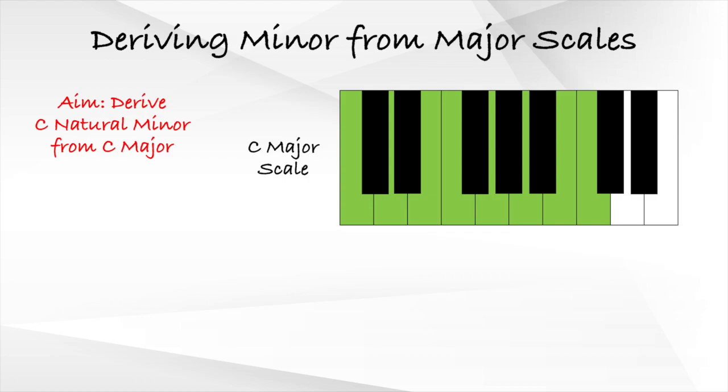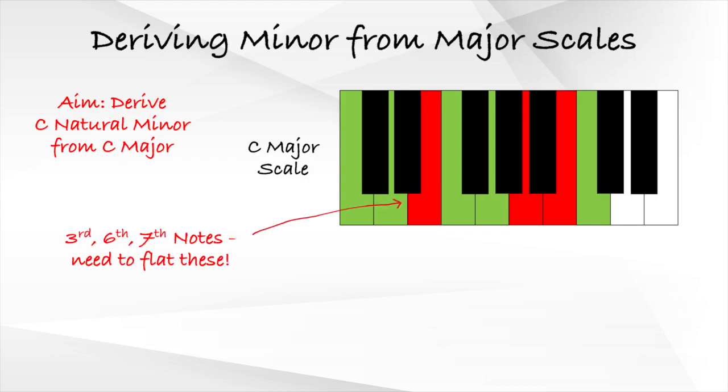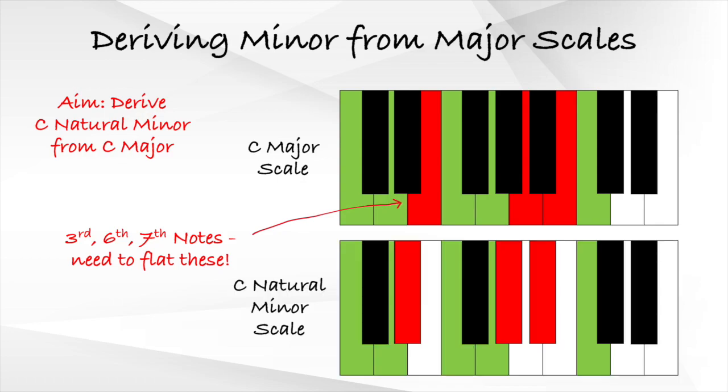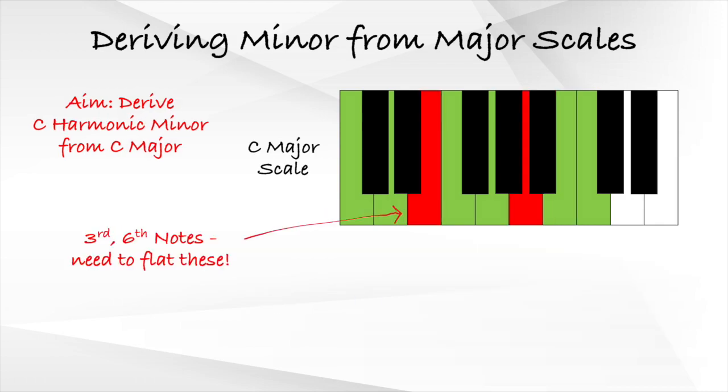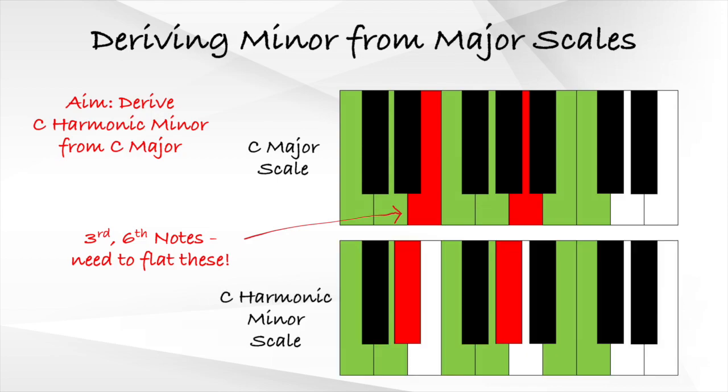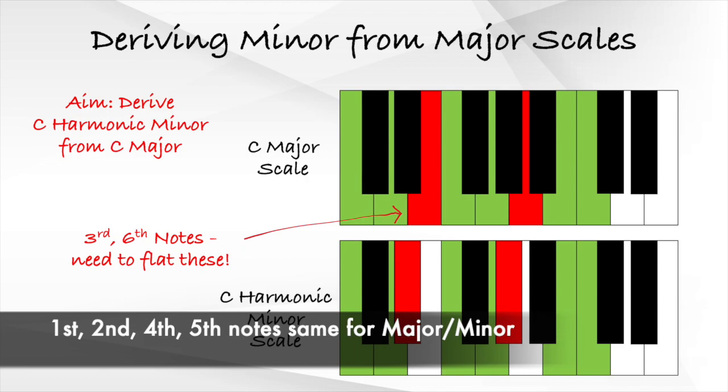For instance, here we have the C major scale. If we take its third, sixth, and seventh notes, which are E, A, and B, and flat them, turning them into E flat, A flat, and B flat, we get a C natural minor scale. Similarly, if we flat only its third and sixth notes, and turn E and A into E flat and A flat, we get a C harmonic minor scale. Notice that the first, second, fourth, and fifth notes remain the same for both major and minor scales.